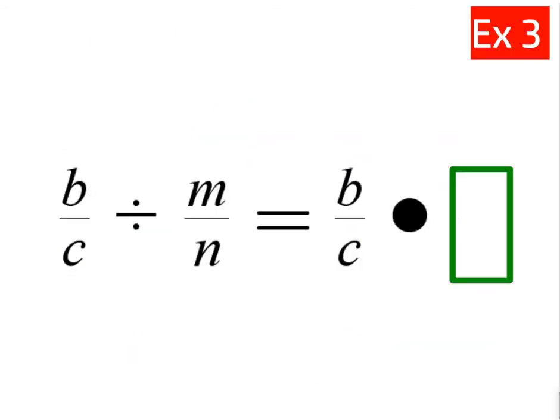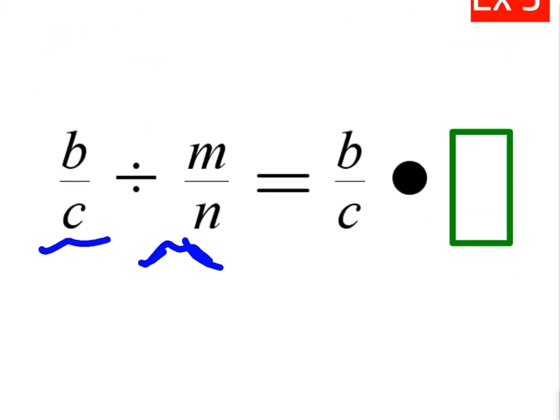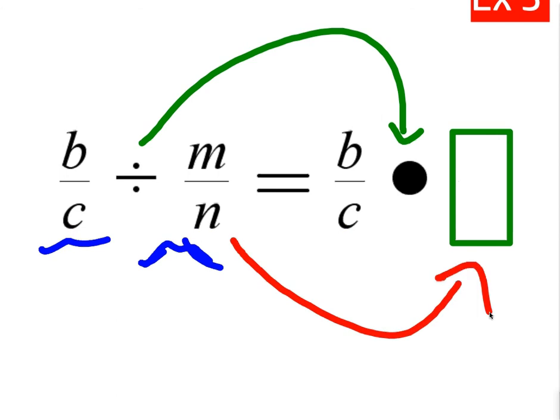Okay. Now we have b over c divided by m over n. So what we're going to do is follow the same steps. We're going to keep the first fraction, change this to multiply, and then flip the second fraction. So what do you think goes inside the box? If you said n over m, you are correct.